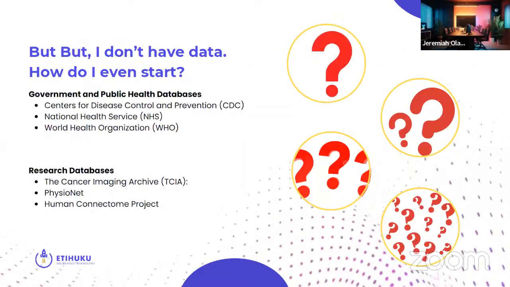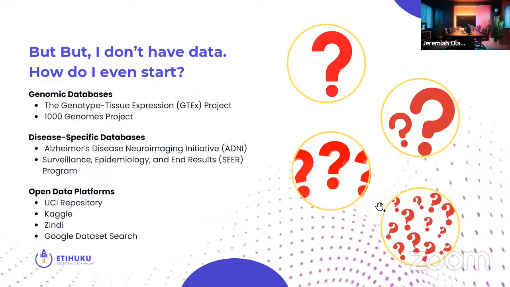And lastly, so you have a question, but I don't even have data. How do I even start? Where do I even start from? There's a whole lot of public data sets that are available if you want to do some applications in healthcare. You have the Centers for Disease Control and Prevention. You have the NHS. You have the World Health Organization as well. You also have PhysioNet on some research databases. I will share the slide so you can explore. Some of the links are also put somewhere in the references as well.